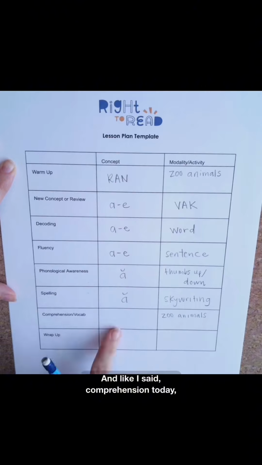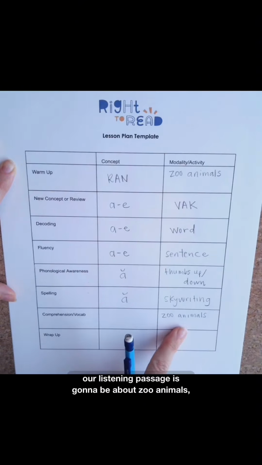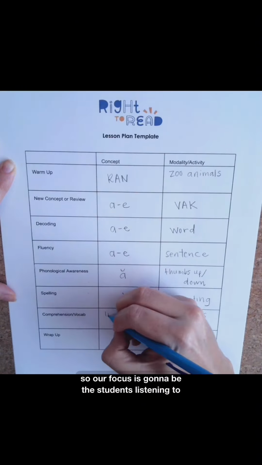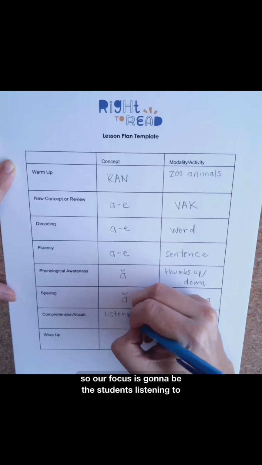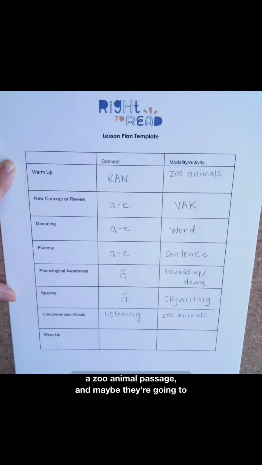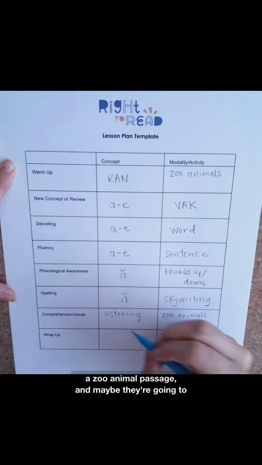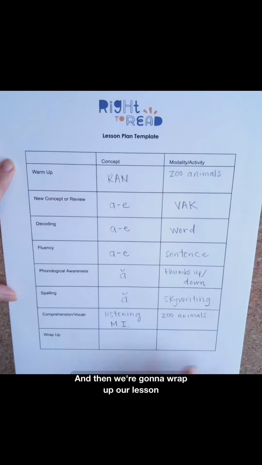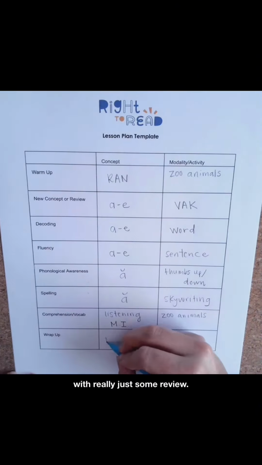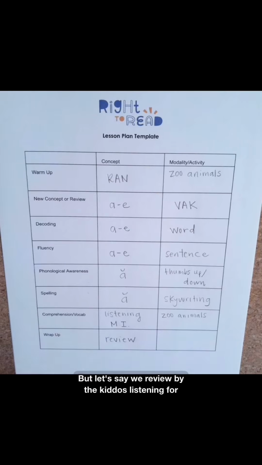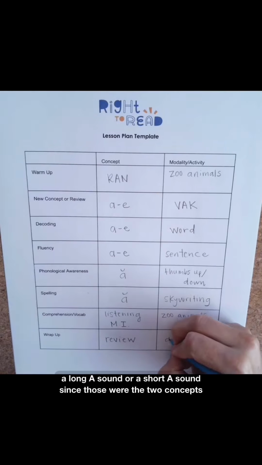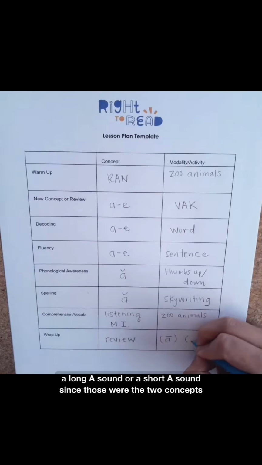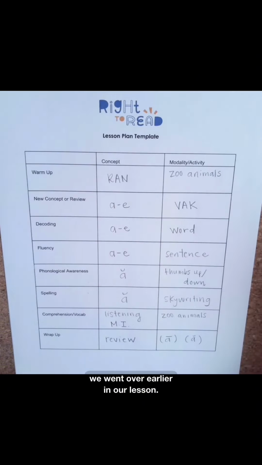And like I said, comprehension today, our listening passage is going to be about zoo animals, so our focus is going to be the students listening to a zoo animal passage, and maybe they're going to work to identify what the main idea is. And we're going to wrap up our lesson with really just some review. Let's say we review by the kiddos listening for a long A sound or a short A sound, since those were the two concepts we went over earlier in our lesson.